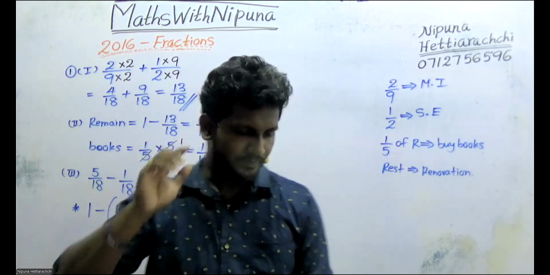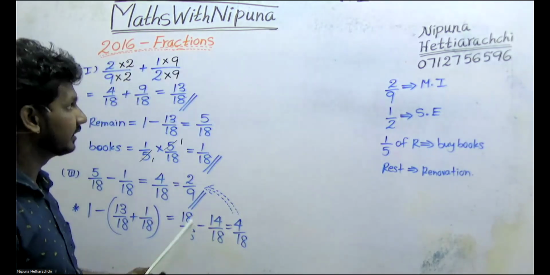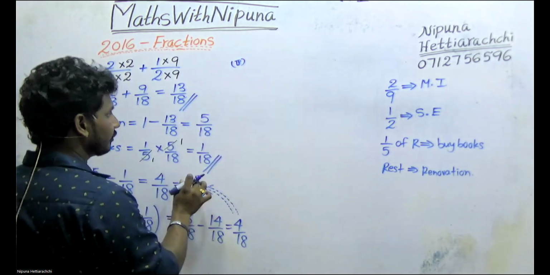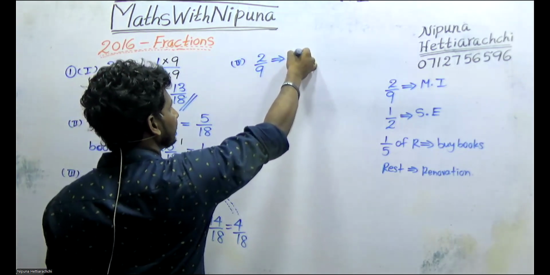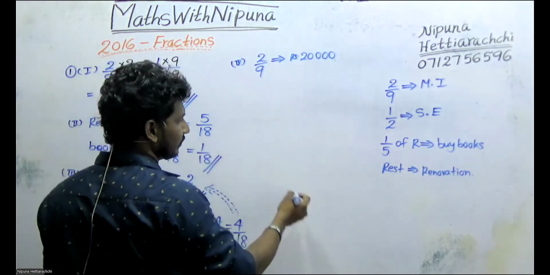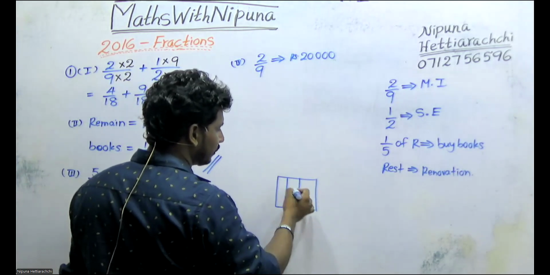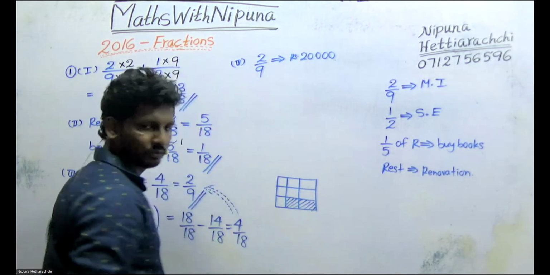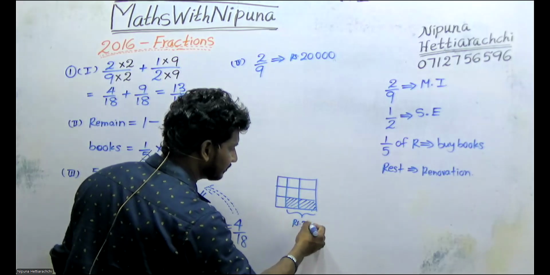Finally, if that renovation cost is 20,000, find the total amount donated. Okay, now this remaining amount is equal to 20,000 rupees. That means if the total amount has been divided into 9 portions, for the renovation they have allocated 2 portions, no? Those 2 portions are equal to 20,000.